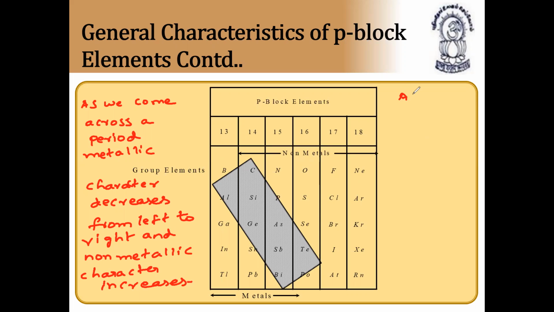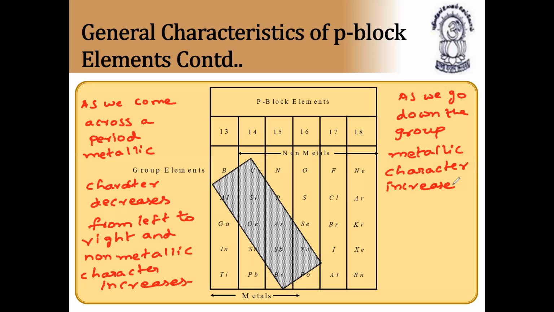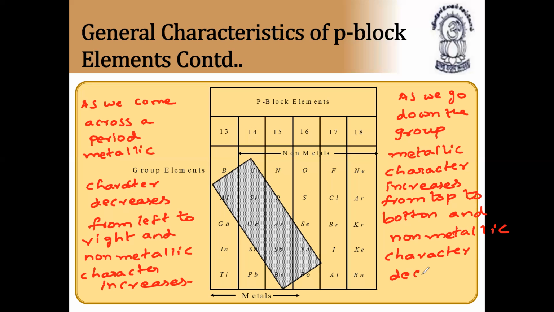Similarly, as we go down the group, metallic character increases from top to bottom, and non-metallic character decreases. So in any group you'll find the same. In any period you'll find the same.